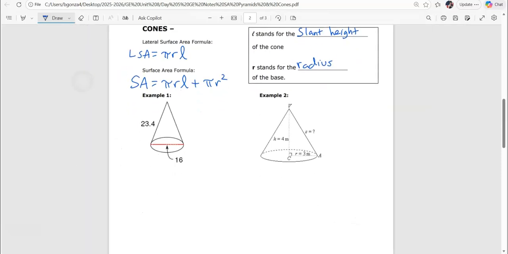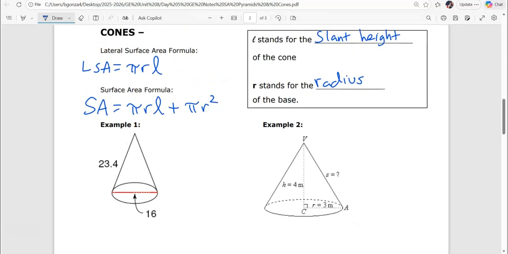Okay, let's try this. All we need to find is R and L. So what is R? R is not 16. It is not 16. Okay. The radius is from the center to the edge. 16 is all the way across. So we need to divide that diameter in half to get 8. Okay, the radius is 8. And here's the big question. Is this number right here on the slant? And since it's out here, right by the slant, that is the L slant height, 23.4.